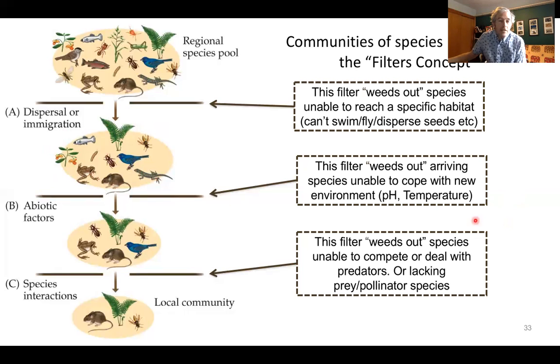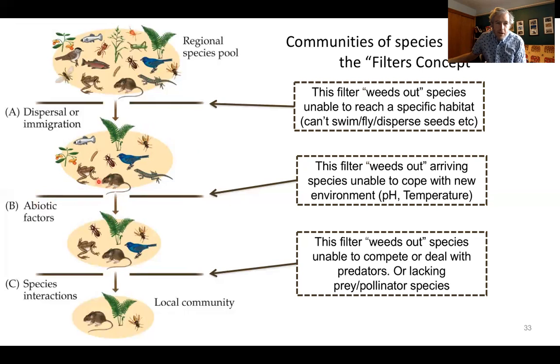For example, let's say you're the seed of a plant like a dandelion, and they can be carried by the wind thousands of kilometers. Dandelions grow very well in temperate, wet areas. If a dandelion seed gets blown all the way down to Moab, for example, and it lands in the desert in Moab, yes, it can get through the dispersal filter, but when that seed lands on the dry, hot desert of Moab, the seed doesn't germinate. So it's been weeded out by the abiotic factors. Even though it was able to arrive in the new location, it wasn't able to cope with environmental conditions.